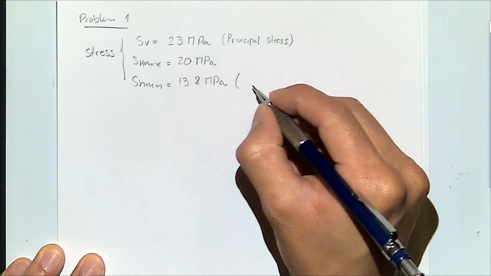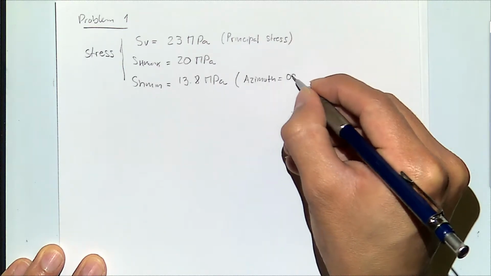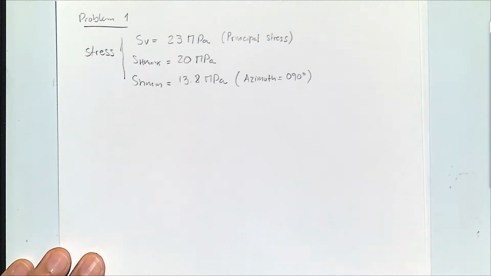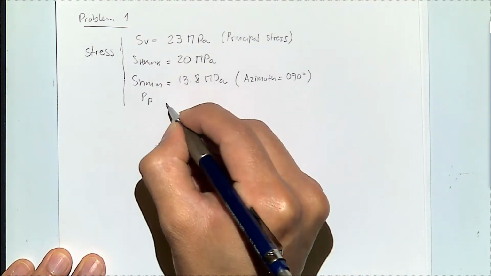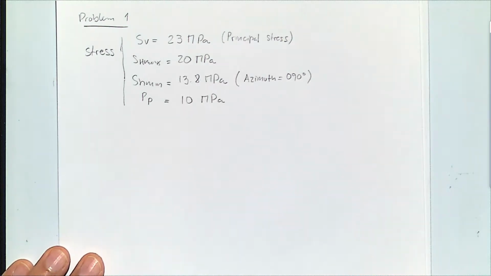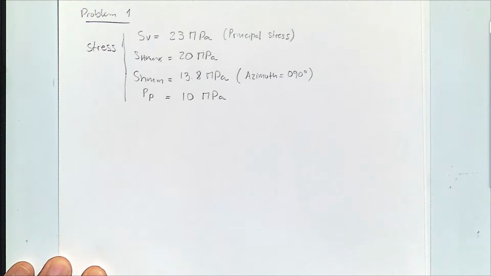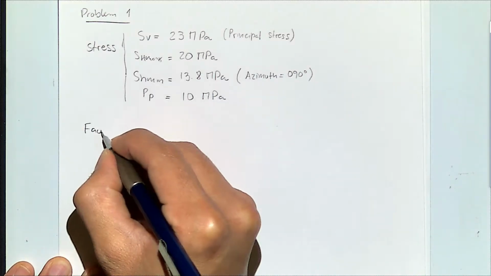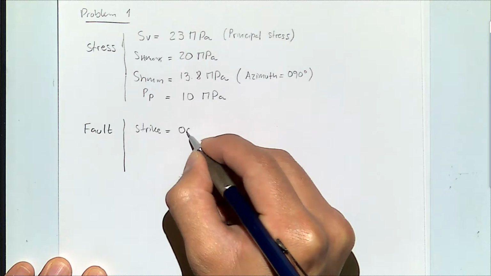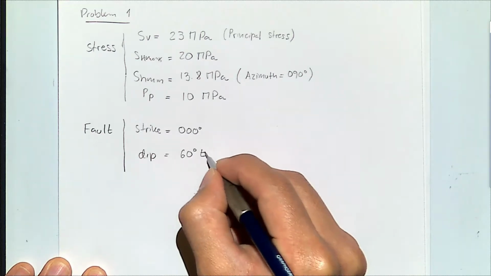I'm going to also tell you that SH min is at an angle of 90 degrees going from the north towards the east. So it's in direction east-west. I'm going to tell you one more thing over here, is that we know the pore pressure at this given place, and it's 10 megapascals. That's all we know about the state of stress. All right, here's the second part. Information about the fault. We know that this fault has a strike of 0 degrees and has a dip of 60 degrees to the east.